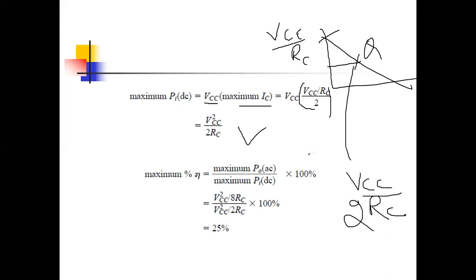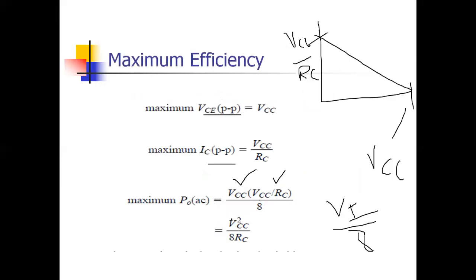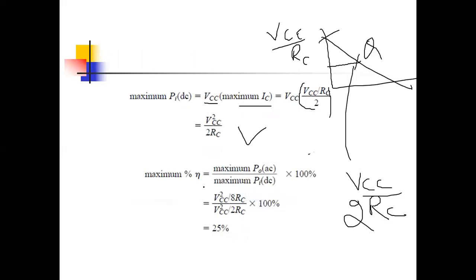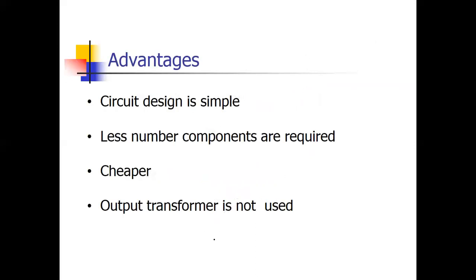Now efficiency is AC power divided by DC power. AC power we have calculated as V square by 8 RC, and DC power we have calculated as V square upon 2 RC. So VCC will cancel, and we get 100 by 4, that is 25%. That's why for series fed class A power amplifier, the efficiency is 25%.